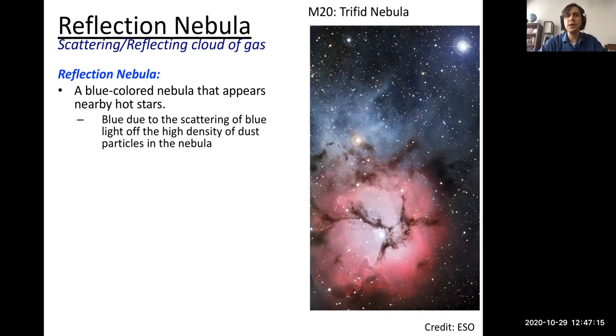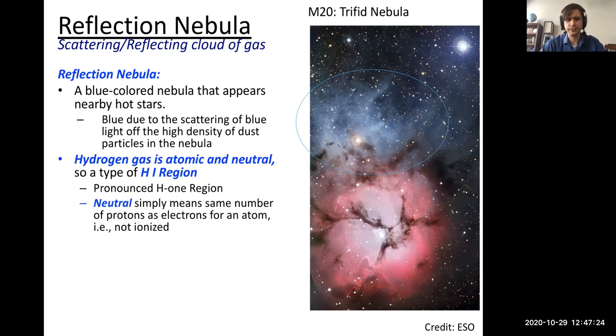These reflection nebulae, circled here, appear typically blue, sometimes white. It depends on what kind of star, what kind of light is being reflected. And here we're talking about hydrogen gas that's atomic and neutral. So we're talking about neutral hydrogen atoms, and they still have their electrons associated with them. Since this is neutral hydrogen, its ionization state would be Roman numeral 1, so we call these H I regions.